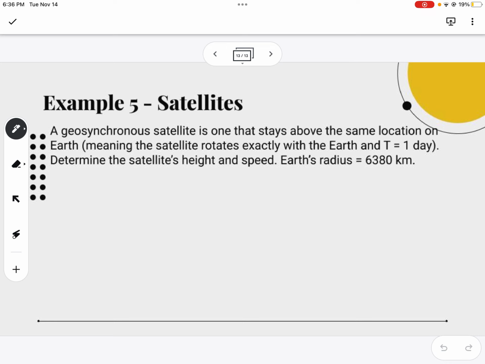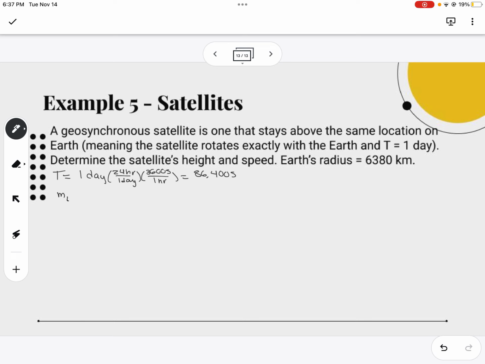Okay, so I have T. I know that's 1 day. We would need to convert that to seconds. So times 24 hours in 1 day times 3,600 seconds in 1 hour. You're going to end up with 86,400 seconds.